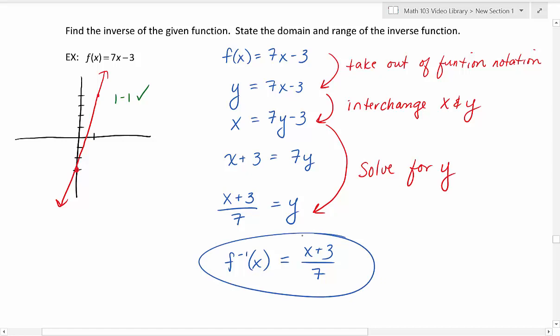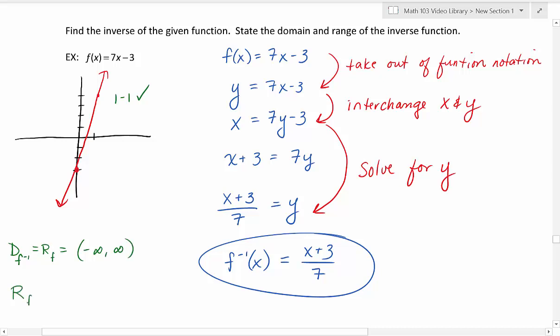We also need to state the domain and the range of the inverse function. We're going to use the fact that the domain of the inverse function is the range of the original, and the range of the inverse function is the domain of the original function. So the domain of our inverse function, well, that's the same as the range of our original. So let's just take a look at the graph we drew and state the range. We have an arrow pointing down and an arrow pointing up with no breaks in the middle. That makes it negative infinity to positive infinity.